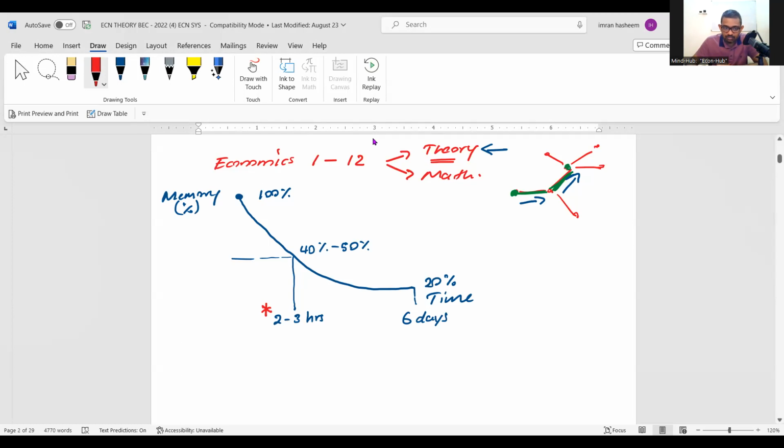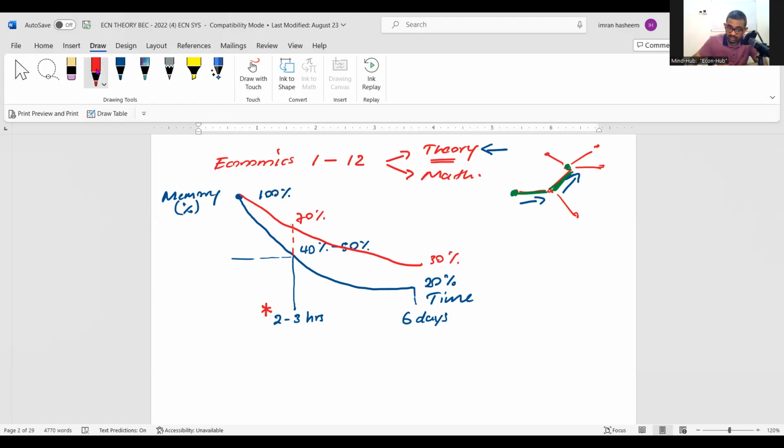How wonderful would it be if our memory curve were something like this, where you remember about 70% after 6 days and you forget only about 30% after 2 to 3 hours? How do you push it here, so that you at least remember 70% of what you learn after 2 to 3 hours? How do you do that? And here you at least remember 30% of what you have learned.